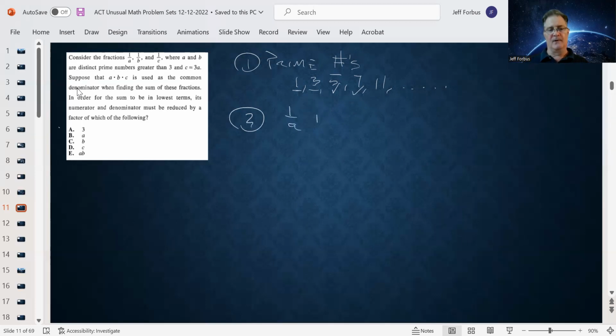So 1 over A plus 1 over B plus 1 over C. Now remember, C is equal to 3 times A. It says, suppose that A times B times C is used as a common denominator when finding the sum of these fractions. In order for the sum to be in the lowest terms, its numerator and denominator must be reduced by a factor of which of the following? So our factors here are going to be our A, our B, our C. And the prime numbers up here are going to help us determine if it's A, B, or C.